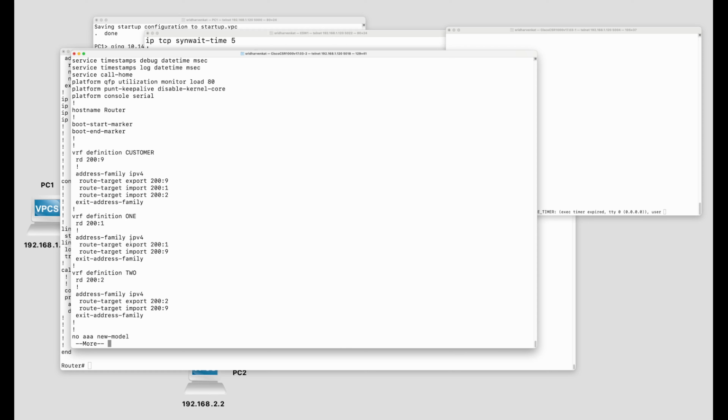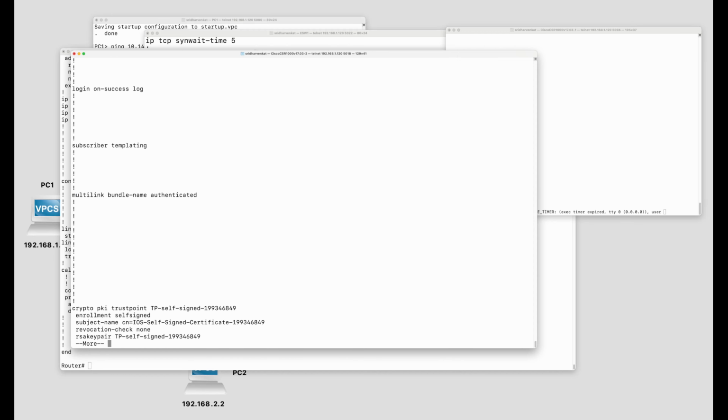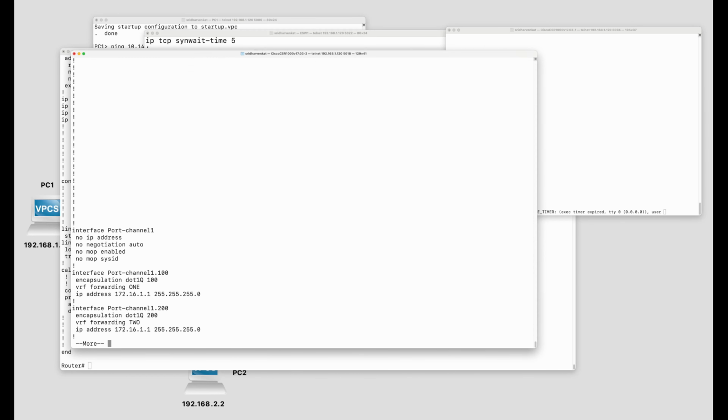And the route targets are exported and imported from each other. So for example, the VRF definition, one route target is exported and imported into the customer VRF. Similarly for the VRF 2, and the customer route target is imported into both 1 and 2 VRFs. So they kind of exchange. The VRF 1 and 2 feed their routes to the customer VRF. That's what it is.